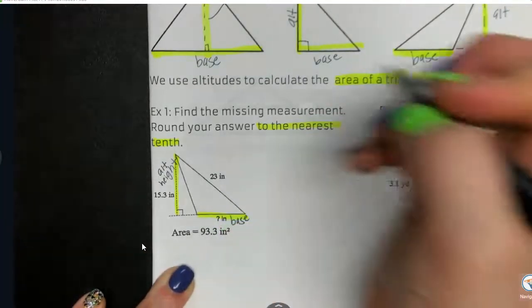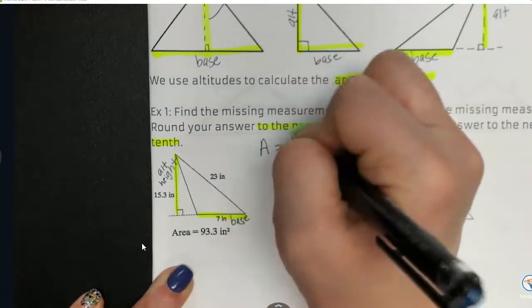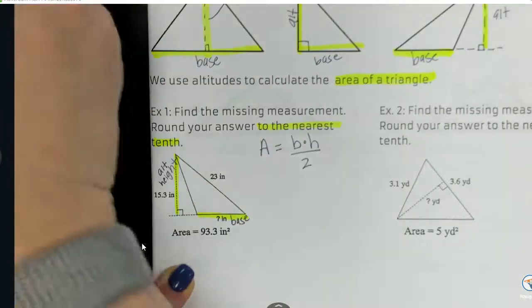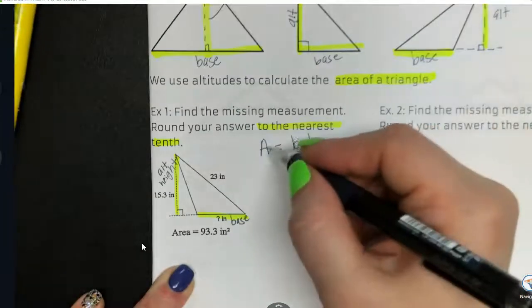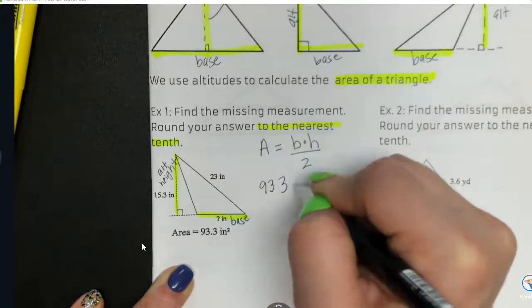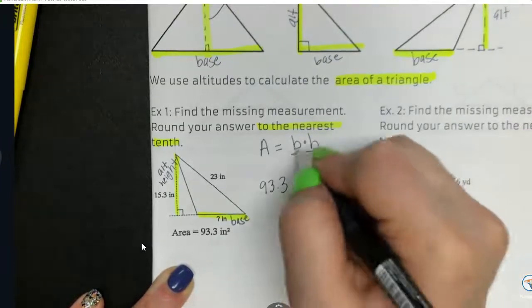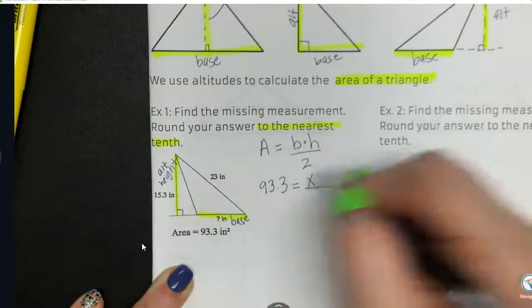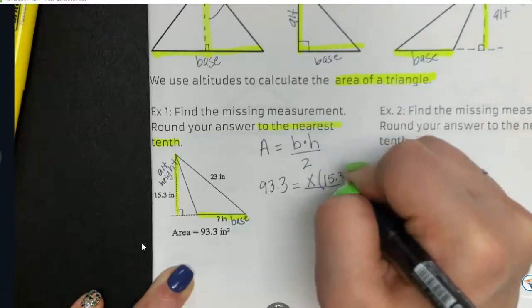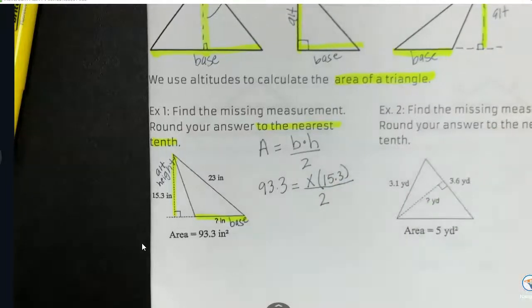Why is that important? Well, the formula for a triangle is area equals base times height divided by 2. So I need a base and I need a height. I already know the area. So this is how this becomes a little bit more high school math, a little less middle school math. I don't know my base, so I'm going to call it x. I do know my height. It is 15.3. And the formula says that I divide by 2.